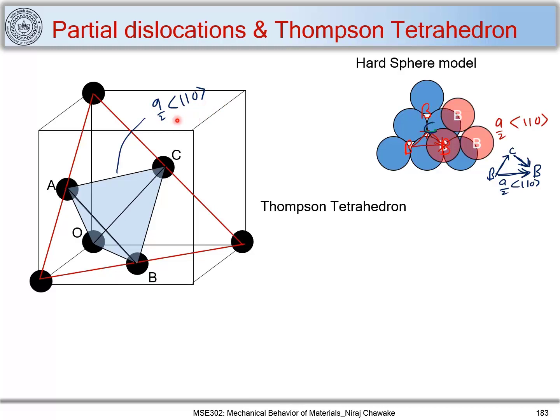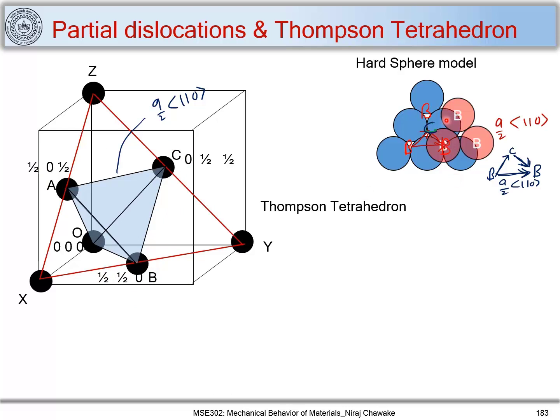Let's mark these four points of this tetrahedron. So we have O, which is 0 0 0, then A, B and C. Let's mark the coordinates also. Let's say this is the X direction, this is the Y direction, and this is the Z direction. So let's mark the coordinates of these points, which I have mentioned over here.